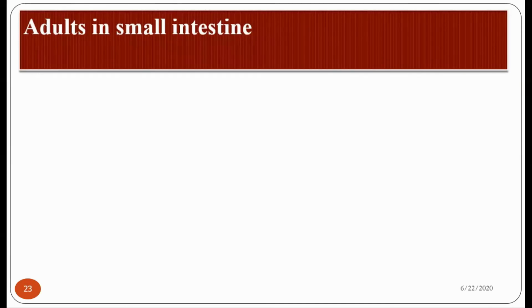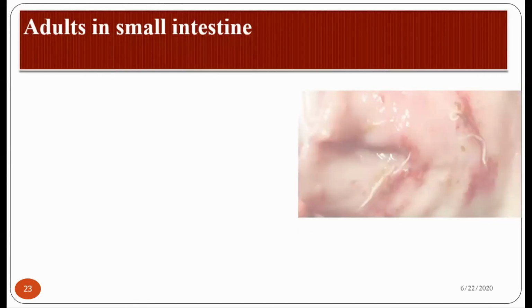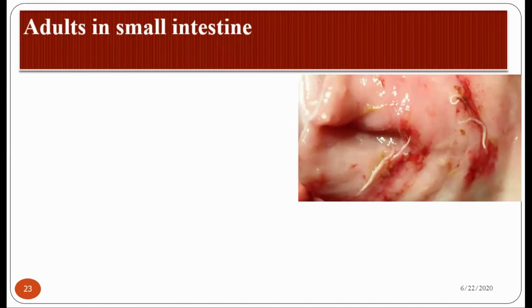We'll discuss the natural habitat of adult worms. They can be found in the small intestine, mainly the jejunum part of the small intestine. They attach with the help of buccal capsules, which are present in the anterior region of these adult worms. When these adult worms reside in the jejunum, they produce pain in the epigastric region.